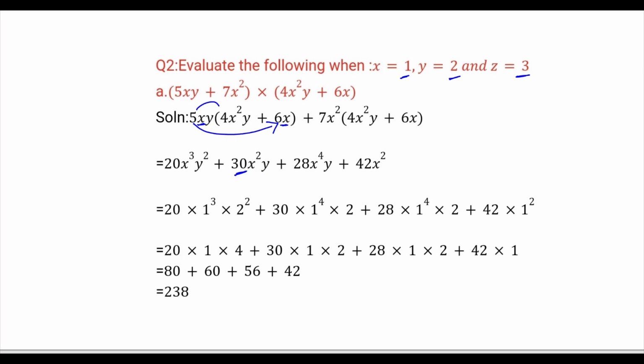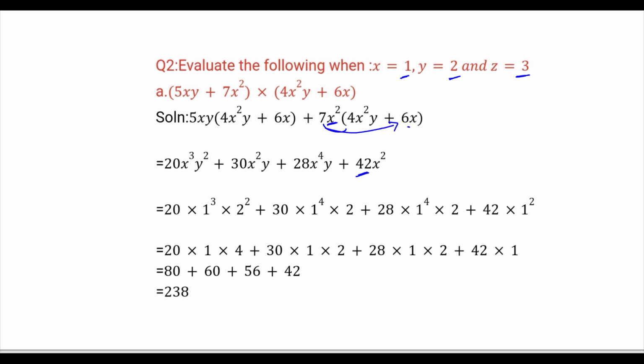All right, once we're done, let's do the same thing with the second again. So 7 4s are 28. Then x into x square into x square will have x to the power 4, and then y will be left. Okay, next, 7 6s are 42, right?